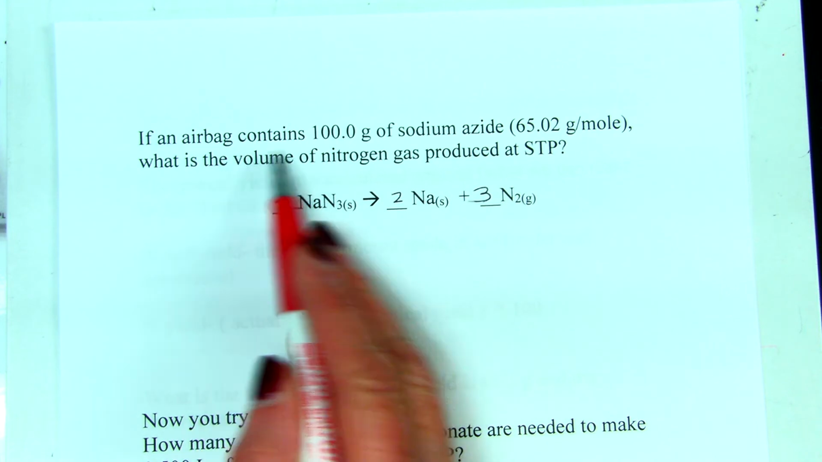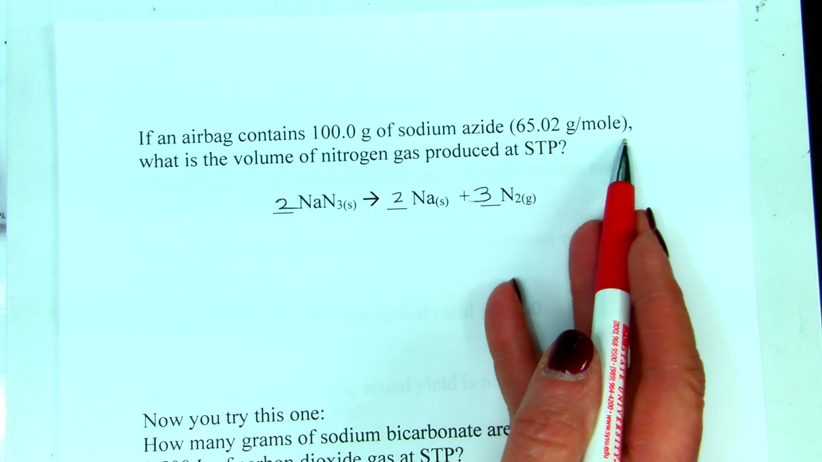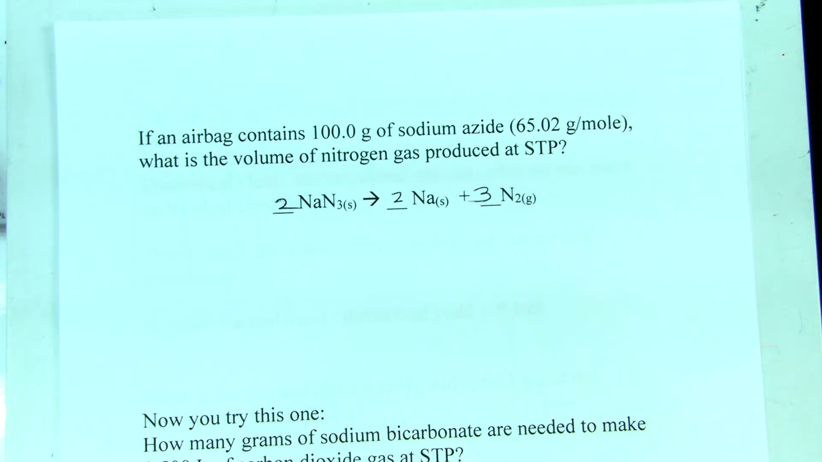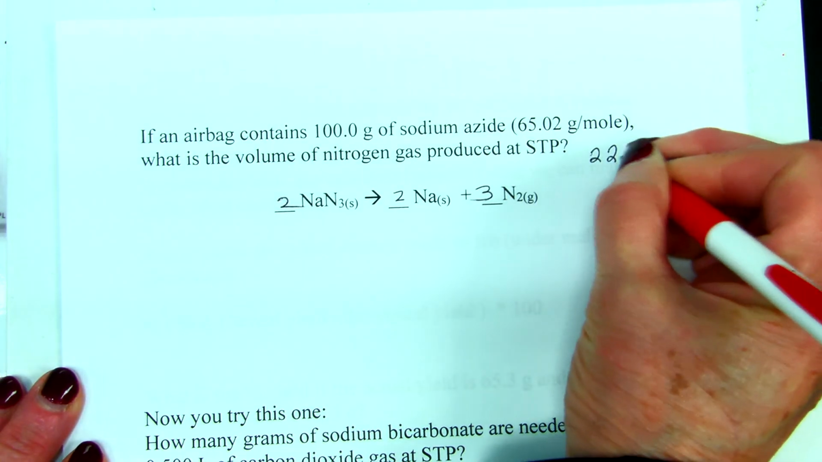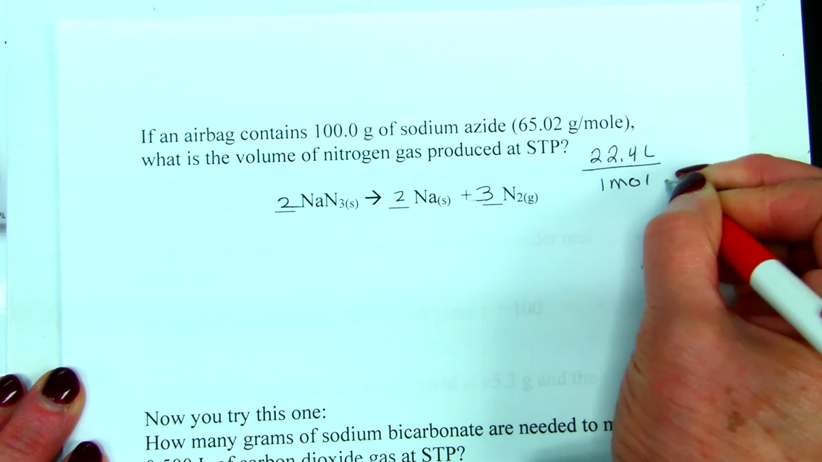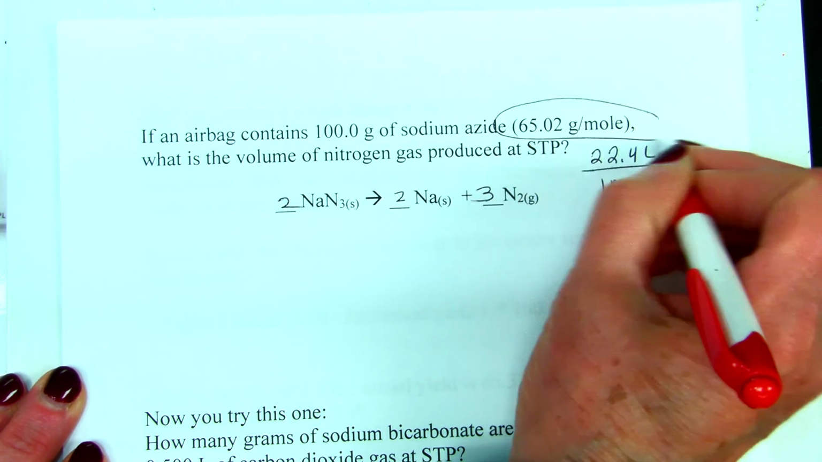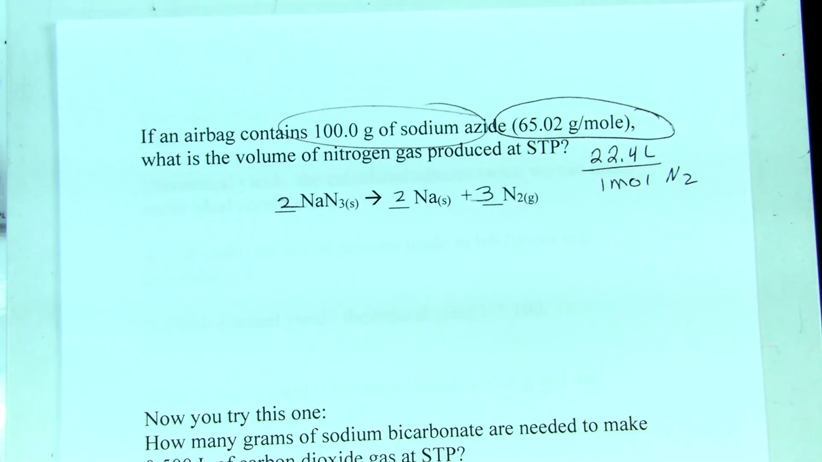So if the airbag contains 100 grams of sodium azide, 65 grams per mole, what's the volume of nitrogen gas at STP? So we want our answer with volume, so we need that liters. So we know we have the 22.4 liters per 1 mole of nitrogen. We have our molar mass in grams, and we have 100 grams of sodium azide. So we want our answer in volume of nitrogen. Where do I start?